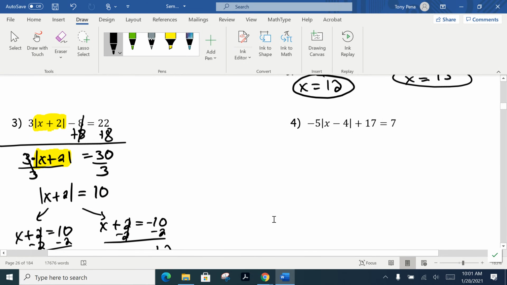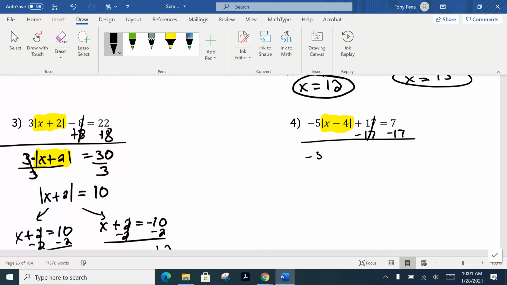All right, let's do one more real quick. Here are our absolute value bars. That's what we want to get isolated. So to make that happen, the first thing we want to do is subtract 17. So these will cancel. We're getting negative 5 times the absolute value of x minus 4 equals negative 10. Since that negative 5 is getting multiplied by your absolute value bars, we need to divide by the negative 5. So we're going to divide by negative 5.